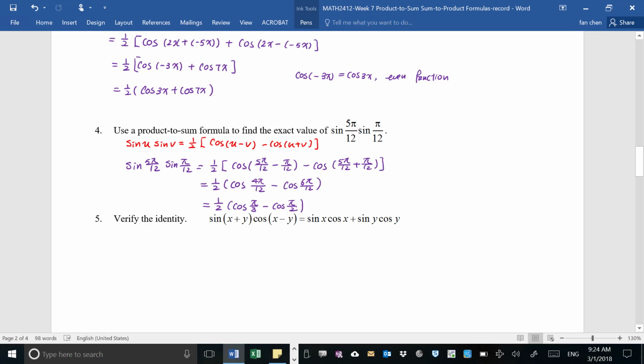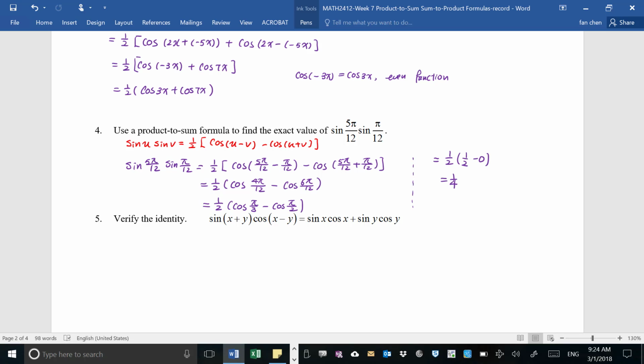And that will give us cosine pi over 3 is 1/2. I'm running out of space, let me write in here. So that's half of 1/2. Cosine pi over 2 is 0. Therefore, it's equal to 1/4. That is the exact solution.